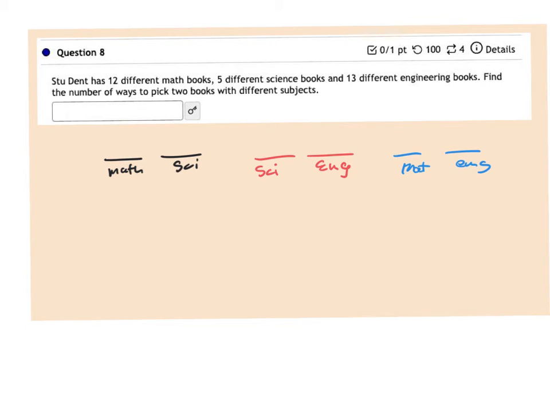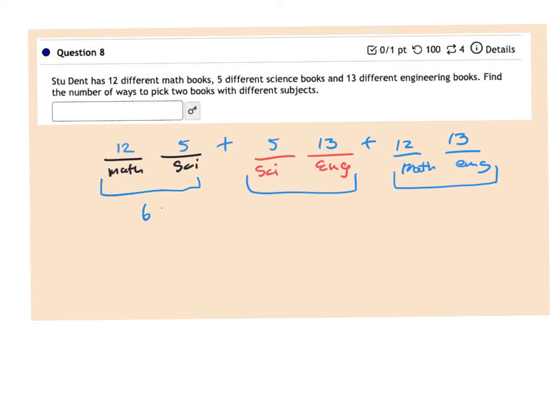So what we're going to do now is figure out how many different possibilities there are for math and science, how many for science and engineering, then how many for math and engineering, and then we're going to add those together. So for math and science, that will be 12 times 5. For science and engineering, 5 times 13. And then for math and engineering, that's 12 times 13.